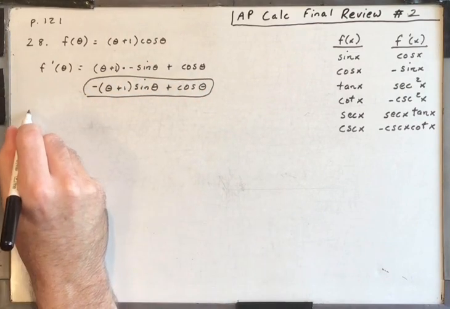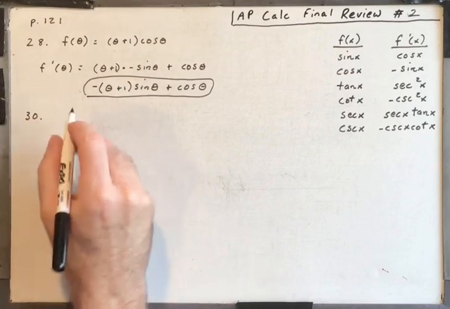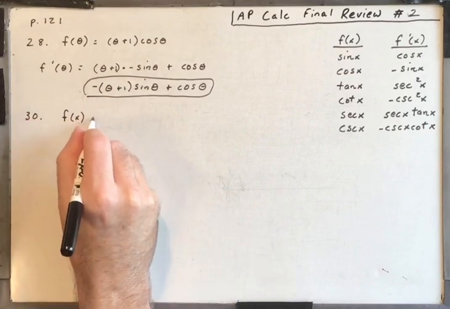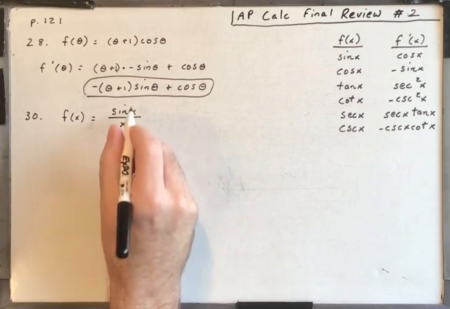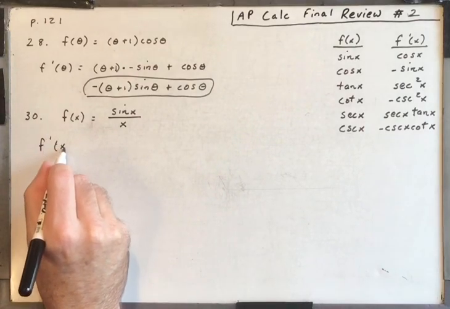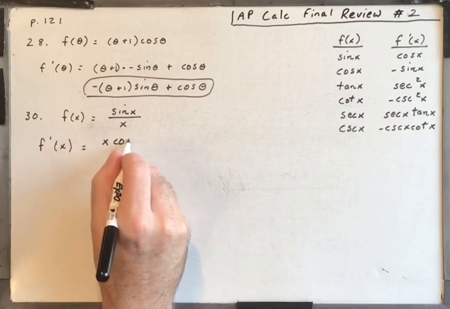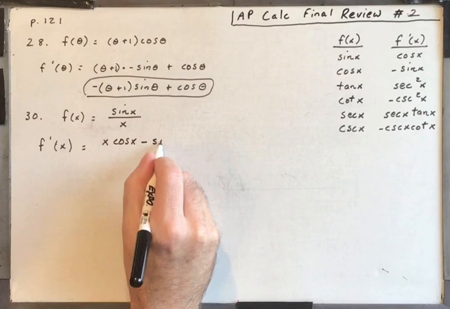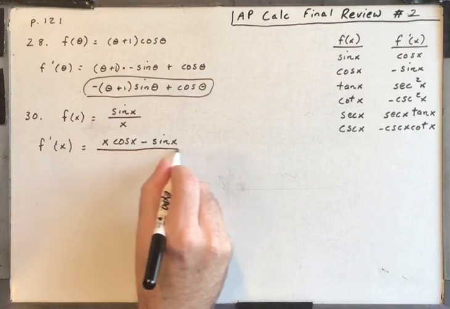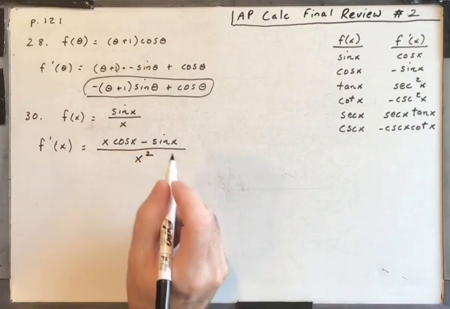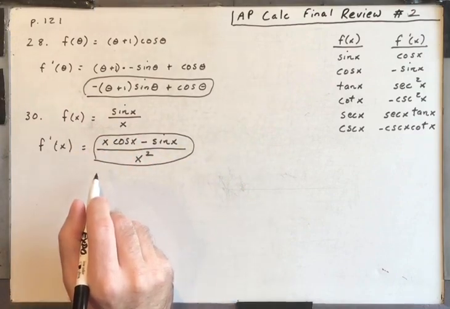All right, next one on the list is number 30. And number 30, we have f of x is equal to sine x over x. Quotient rule. So f prime of x, the bottom, x times the derivative of the top, that's cosine x, minus the top, sine x, times the derivative of the bottom, that's 1. I won't write it. All over the bottom squared. Okay, that is it. Don't try to do anything further with that, and you are good to go.